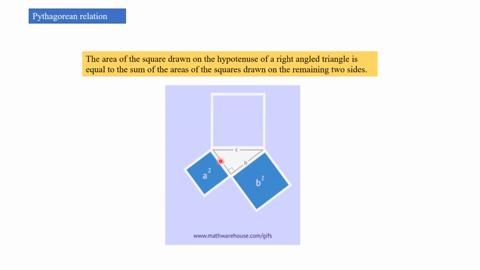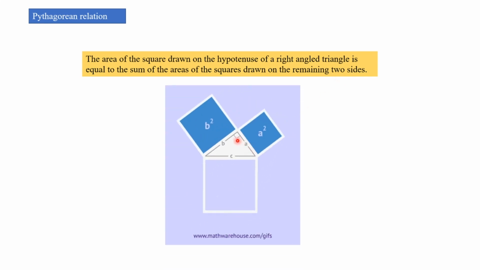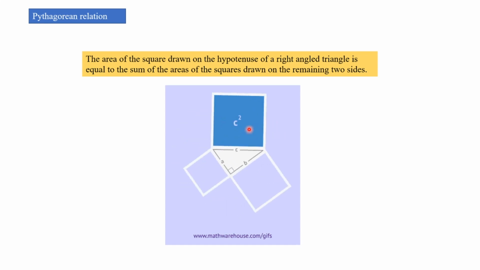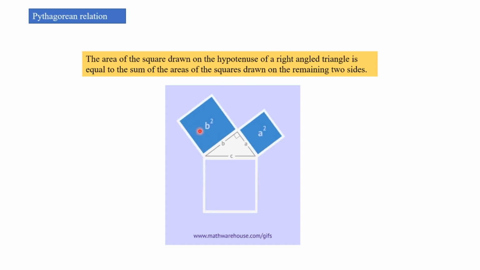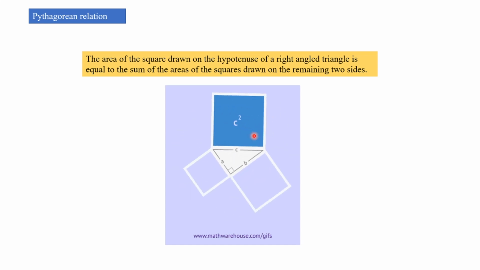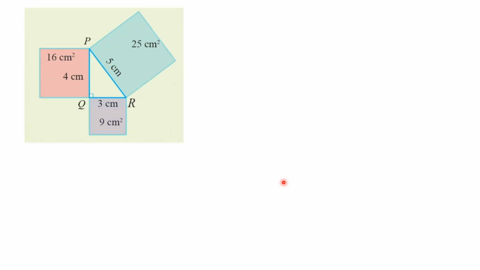This is our right angle triangle. So look at this. This is our right angle triangle. Now they are telling this area drawn on the hypotenuse. Look at C squared. Area drawn on the hypotenuse is equal to these two squares' areas. If you add these two squares' areas, you can get that one. So I will explain this one again.